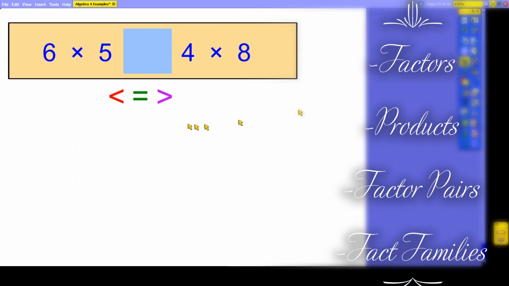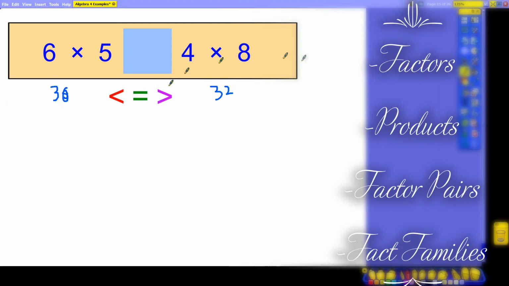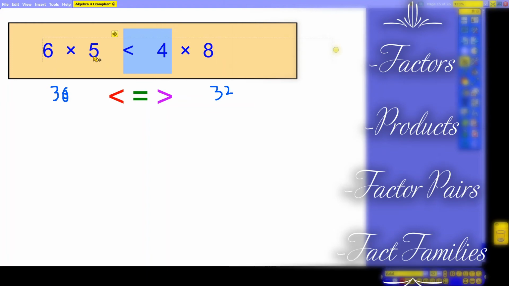Yep. So here we have what we call inequalities. That means the two sides are not equal. Now, it's for you to decide if the two sides are equal or not. And let's figure out. Here we have 30. On this side, 4 times 8 is 32. Sorry, that's 30. So it should be less than. So 30 is less than 32. And we're going to move on to the next.